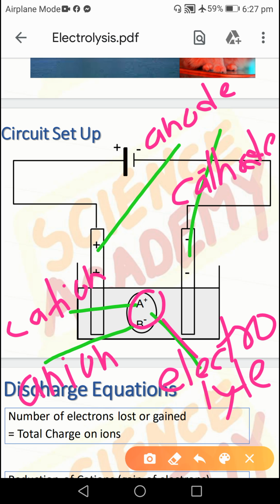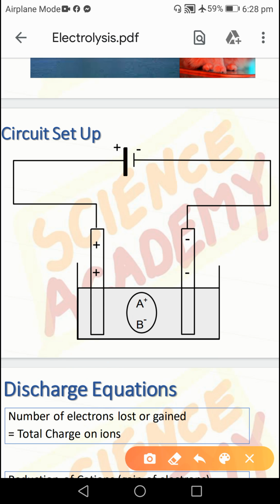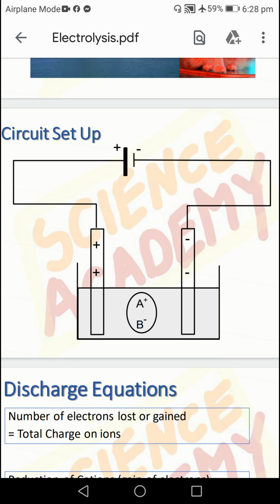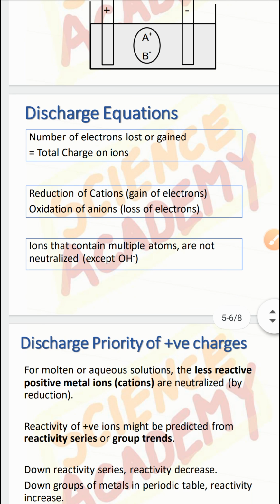So now you have the basic ideas of the circuit setup. An important thing to remember: the rod which is positive is connected to the positive side of the battery, and the rod which is negative is connected to the negative side of the battery. Now let's go to the discharge equations. Discharging actually means making neutral or removing the charges.